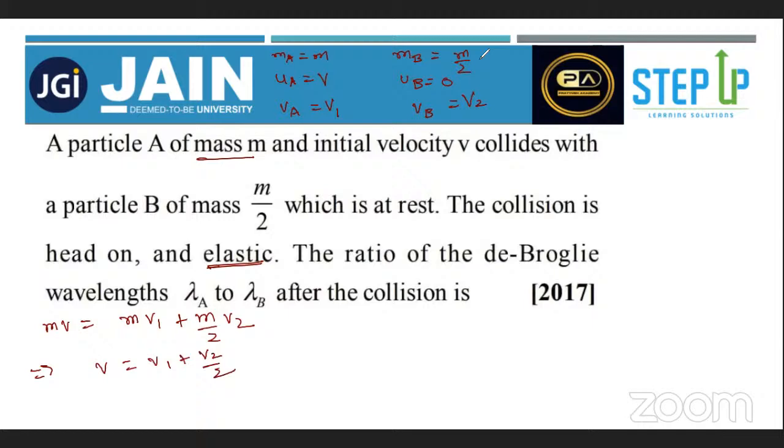I have another answer: both are after collision, then half and half. Okay, but this is not after collision. Before final, they are in an elastic collision, they will not be half and half. Why will it become half and half? It's an elastic head-on collision. Elastic means there will be no loss. There is no kinetic energy change. There will be no momentum change.